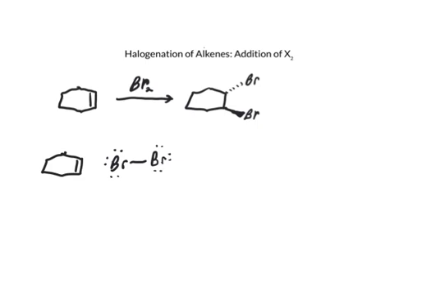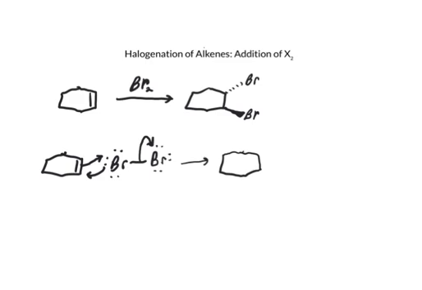So the double bond attacks one of the bromines, right? And that breaks the bromine-bromine bond. But one of the lone pairs comes in and forms that bond. So what we're doing is we're making a three-membered ring with bromine, which seems really strange. And it's a positively charged bromine. But let's take a look at that.